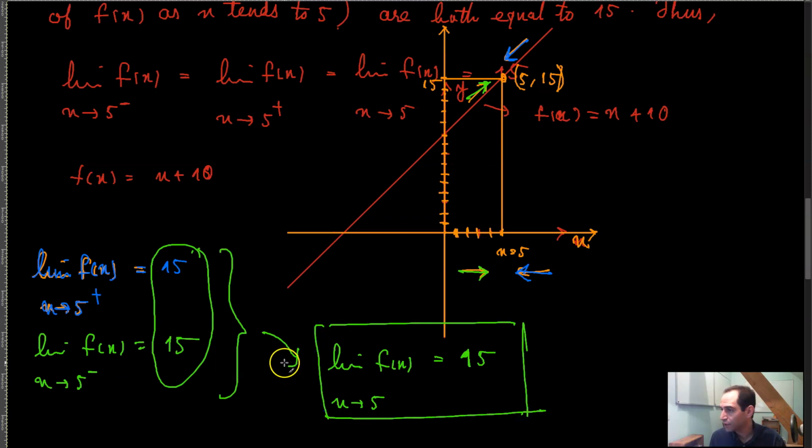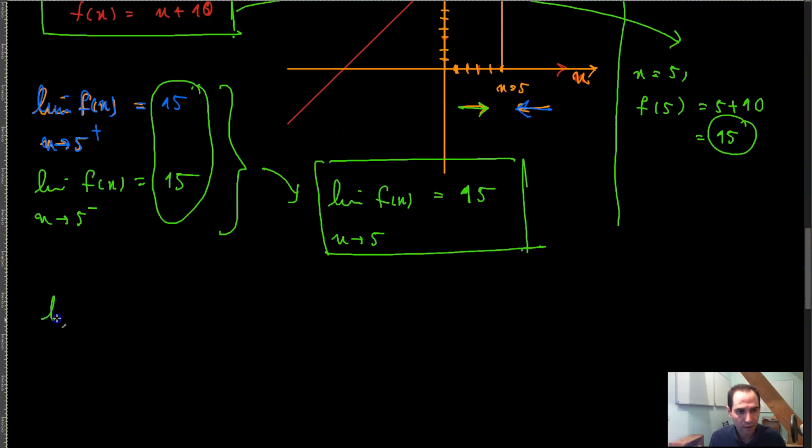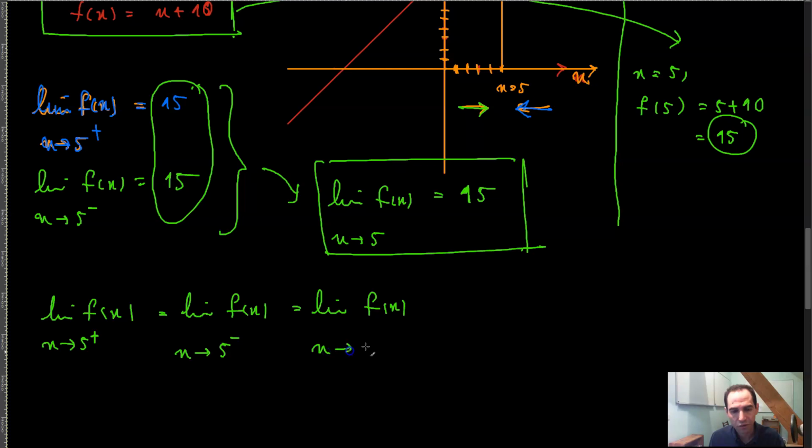And that's basically that. One more thing that we note here is that in this function f of x is equal to x plus 10, when x is equal to 5, then f of 5 is equal to 5 plus 10, which is equal to 15, which means that the limit of f of x when x tends to 5 from the right is equal to the limit of f of x when x tends to 5 from the left is equal to the limit of f of x as x tends to 5 is equal to f of 5 is equal to 15.